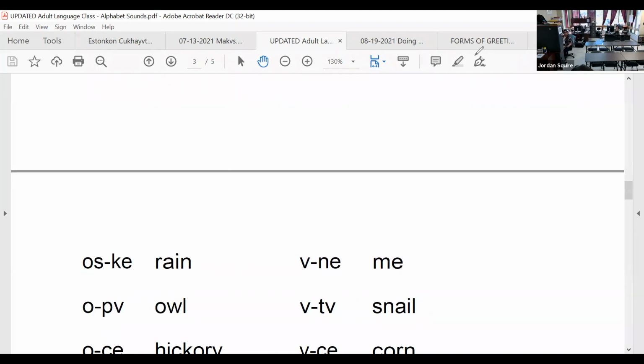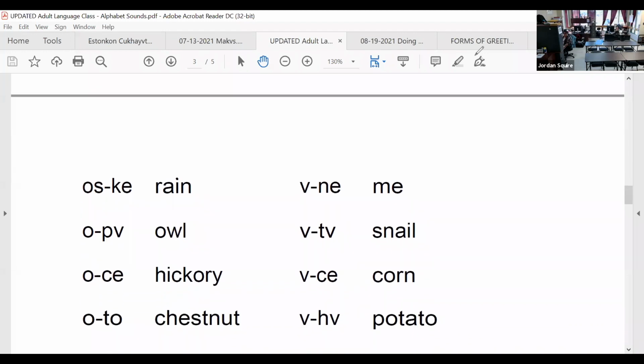Oshki, O-C-K-E. But if you spell it in English, O-S-K-E. That's what kind of messes you up. In English, there's no such word, but we do O-C-K-E, Oshki, it's rain.